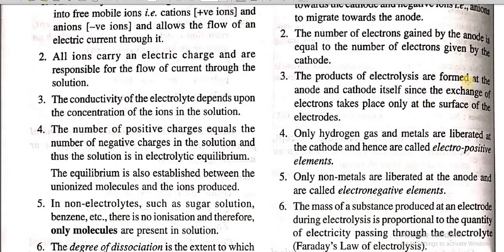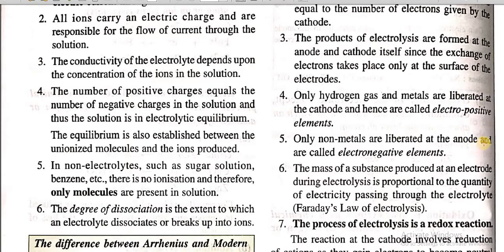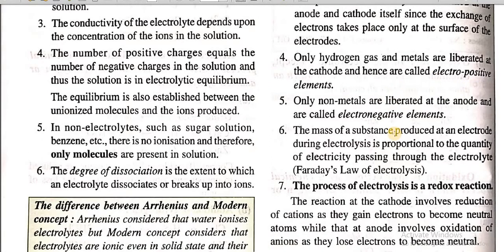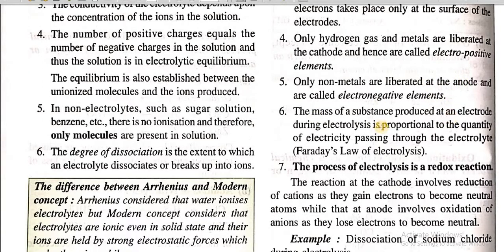The products of electrolysis are formed at the anode and cathode itself, since the exchange of electrons takes place only at the surface of the electrode. That's why the products are also formed at anode and cathode. Only hydrogen gas and metals are liberated at the cathode, and hence are also called electropositive elements. Only non-metals are liberated at the anode and are called electronegative elements. The mass of a substance produced at the electrode during electrolysis is proportional to the quantity of electricity passing through the electrolyte.